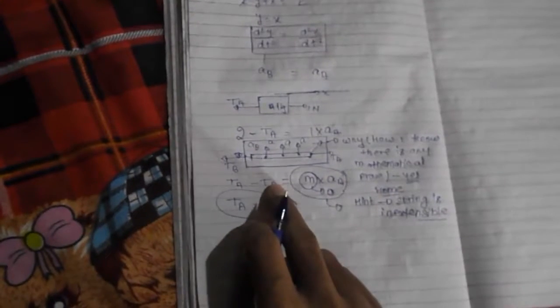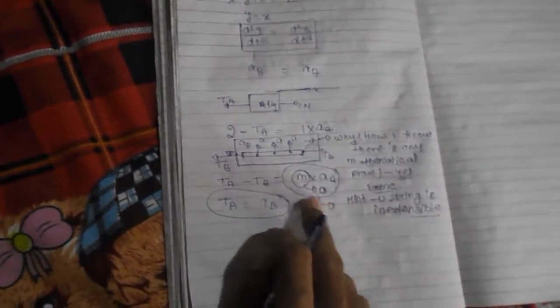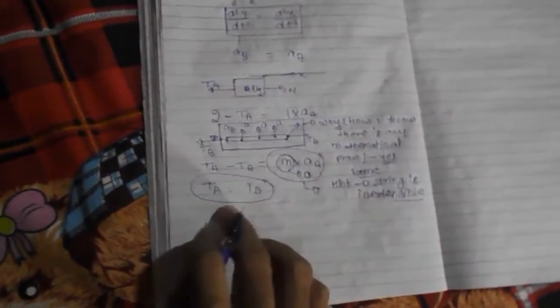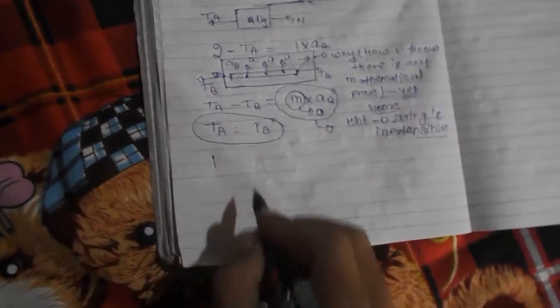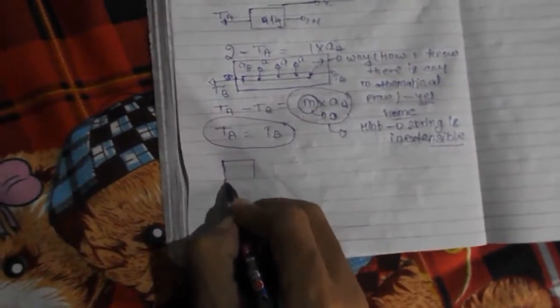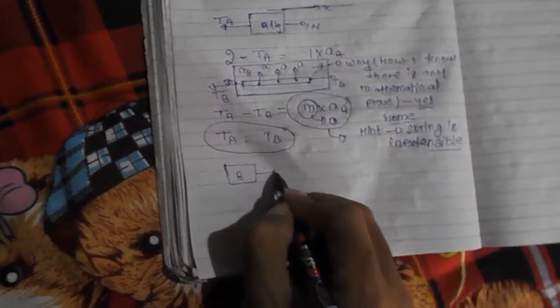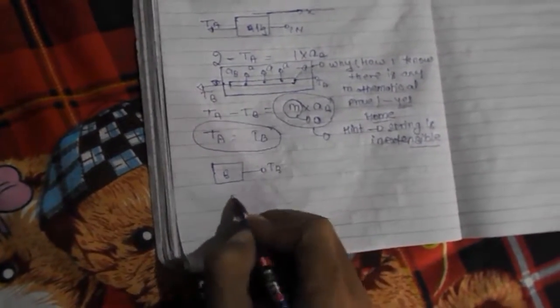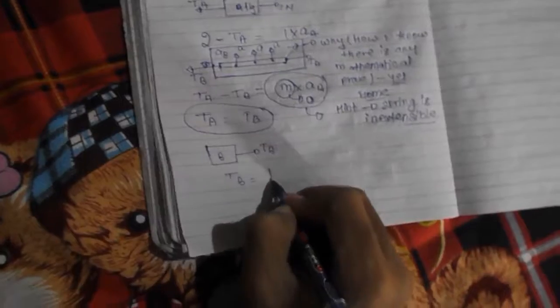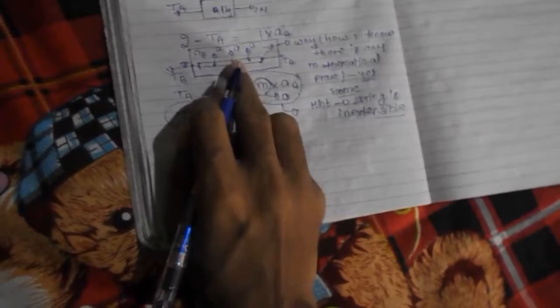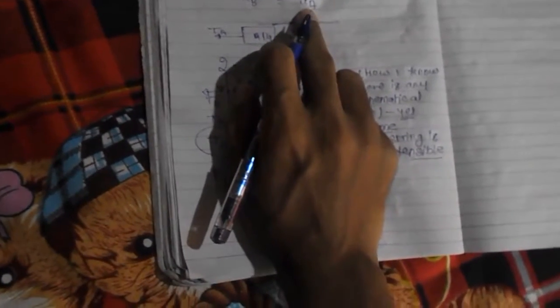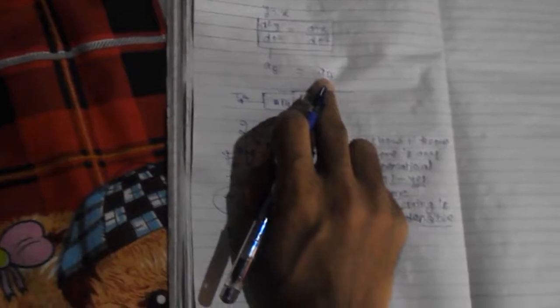So Ta minus Tb is 0, and why is this 0? Because the mass is 0, whatever the acceleration is, this is always 0. So Ta is equal to Tb. Now I am going to write the equation for B. This is B, and here there is only one force, Tb. So I write Tb is equal to 1 times the acceleration of B, and the acceleration of B will be the acceleration of A.